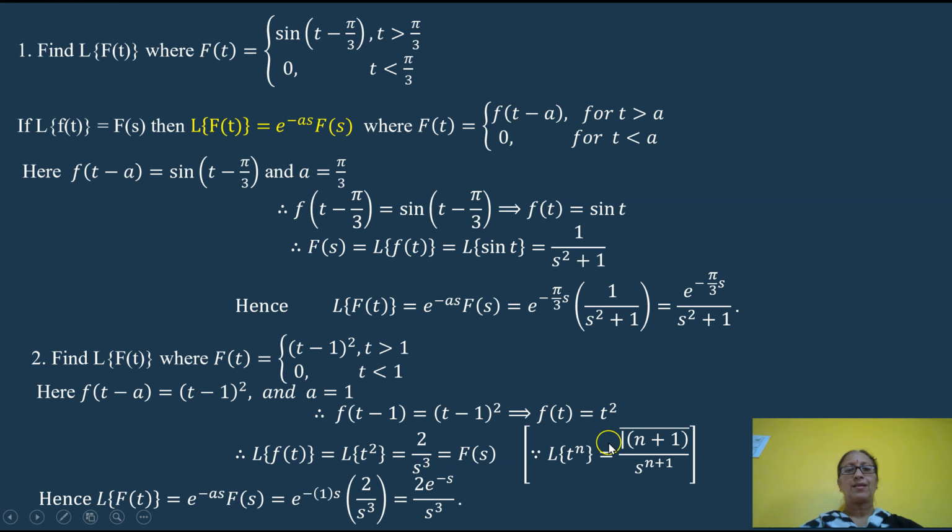According to this definition, the Laplace transform of t power n equals gamma(n plus 1) by s power n plus 1, or n factorial by s power n plus 1. So here you get 2 factorial by s power 2 plus 1, that is 3. 2 factorial is 2, so we get 2 by s cube. This is F(s). According to the definition of the second shifting property, we get L of capital F(t) equals e power minus as F(s), that is e power minus 1 into s into 2 by s cube, which gives 2 into e power minus s upon s cube. This is the Laplace transform of f(t), where f(t) is in this manner.